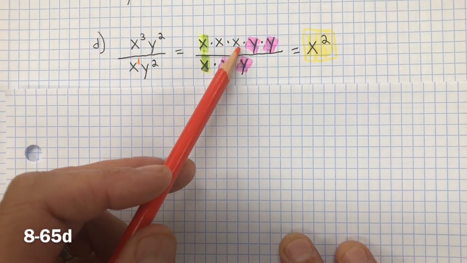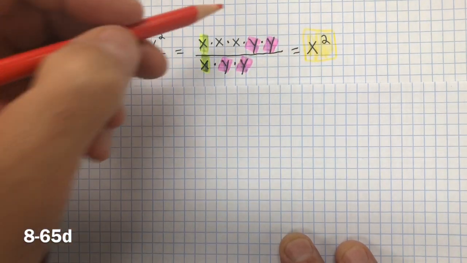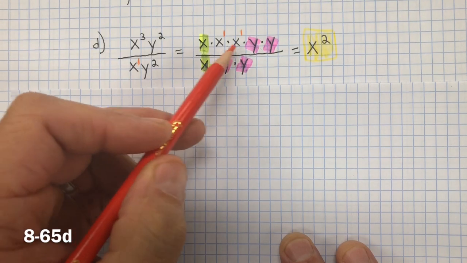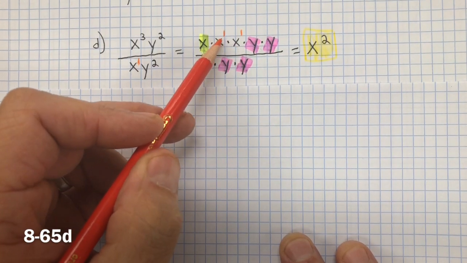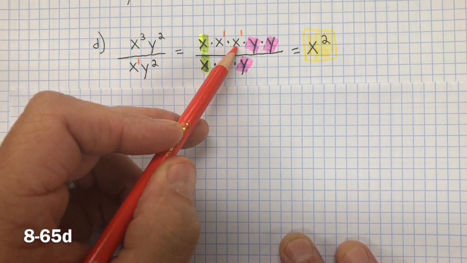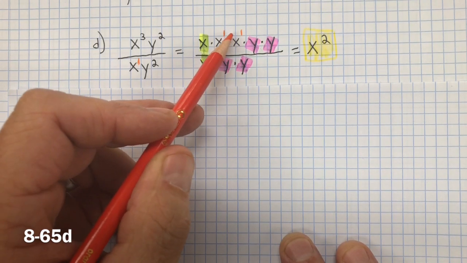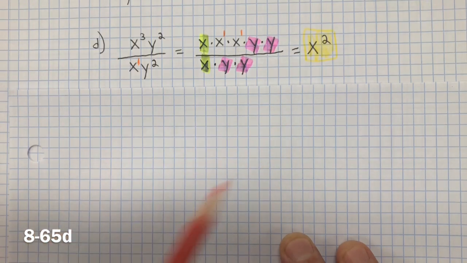And remember, x times x is not 2x. Think of having 1's here, same base, and when you're multiplying terms with the same base, you just add the exponents. 1 plus 1 is 2.